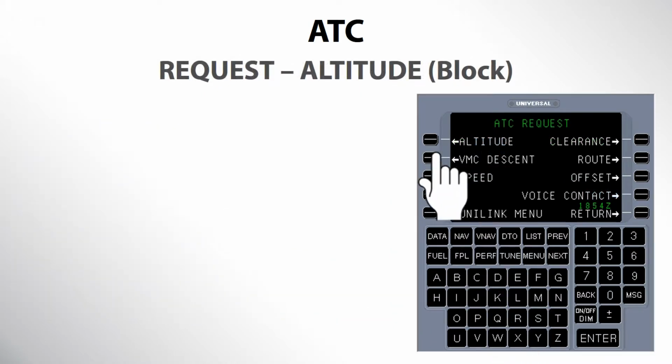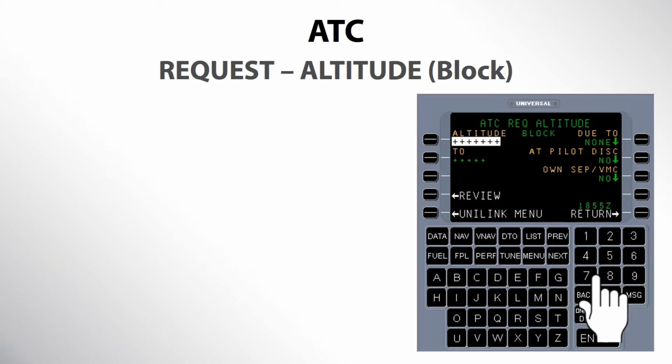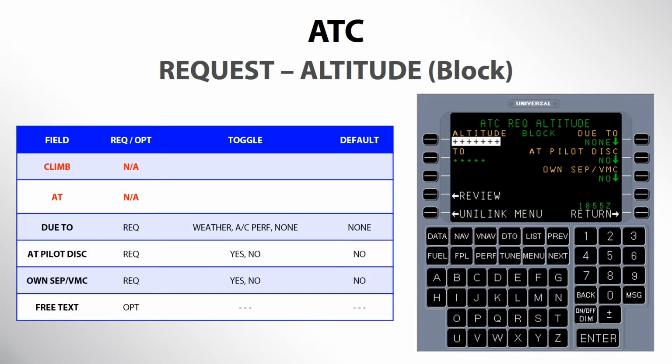From the ATC Request page, press Altitude. The ATC Request Altitude Single page will display. To request a block altitude, press Block. Here is the table we just saw. However, the Climb and AT fields do not apply for a block altitude request. With altitude active, enter one end of a desired altitude range and press Enter. Then, enter the other end of the desired altitude range and press Enter.